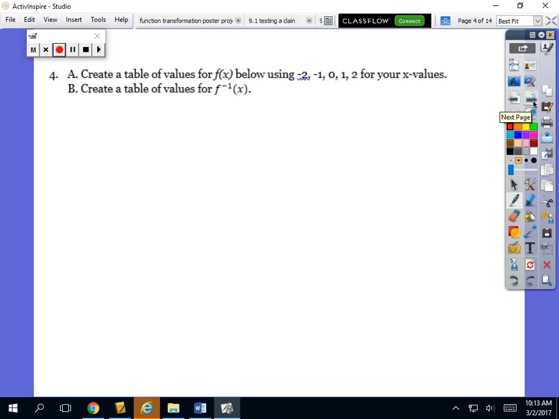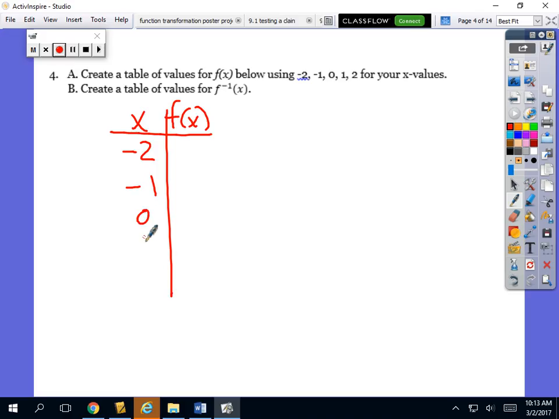Okay, for number 4, create a table of values for f of x using the numbers given here. So we've got -2, -1, 0, 1, 2. So I use the f of x that was given, which I didn't put on the screen, so let me find that. It was 3x minus 2.